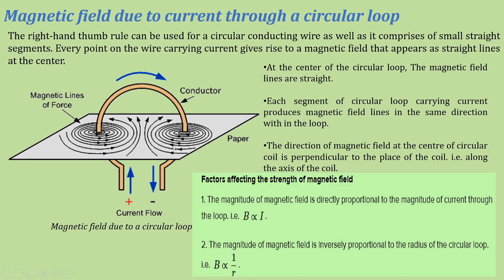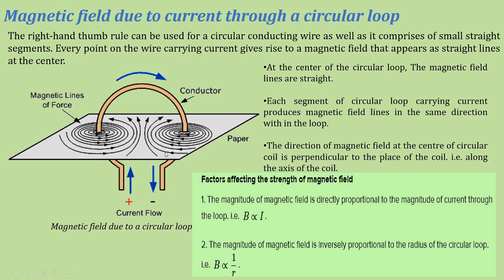Now at the right part of the conducting wire, we can see that the current flows downward, and as a result, the direction of the field lines will be clockwise. So on one side it is clockwise and on the other it is anti-clockwise, and at the center of these two fields, there will be straight lines of magnetic field. The direction of the magnetic field at the center of the circular coil is perpendicular to the plane of the coil, that is, along the axis of the coil.